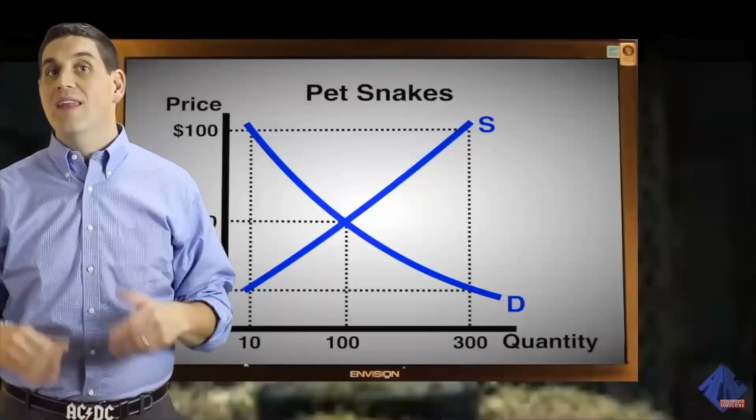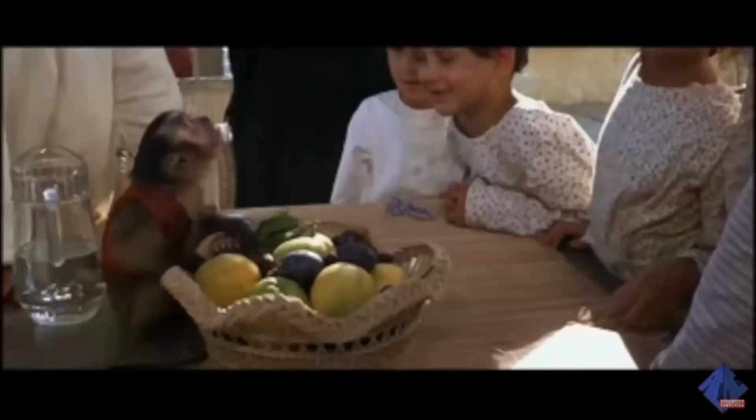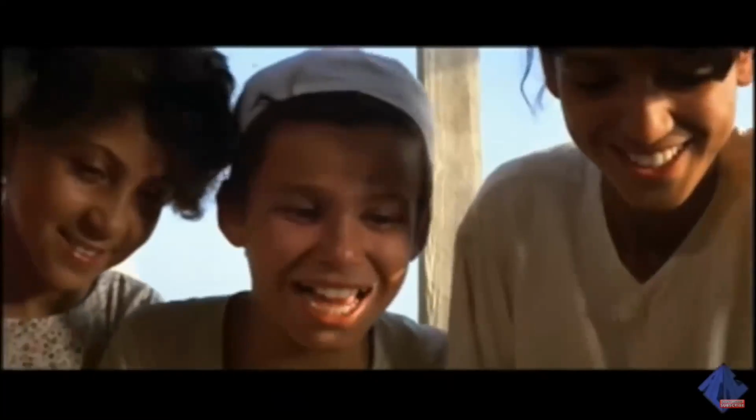Now you understand the graph and equilibrium, but we're not done. The supply and demand graph is a great tool for figuring out what's going to happen when there's a change in a market. For example, let's say that snakes and monkeys are substitute pets. Where did this animal come from?